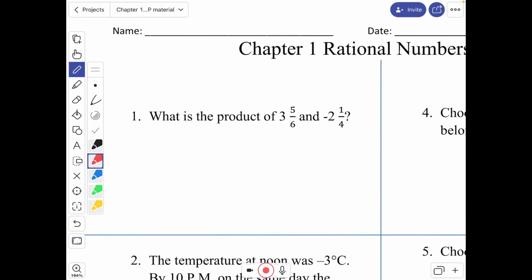Question number 1. What is the product of 3 and 5/6 and -2 and 1/4? Product means to multiply. So we're going to be multiplying 3 and 5/6 times -2 and 1/4. And when you multiply a positive times a negative, you get a negative. So my answer is going to be negative. Before I multiply, I need to do Texas.